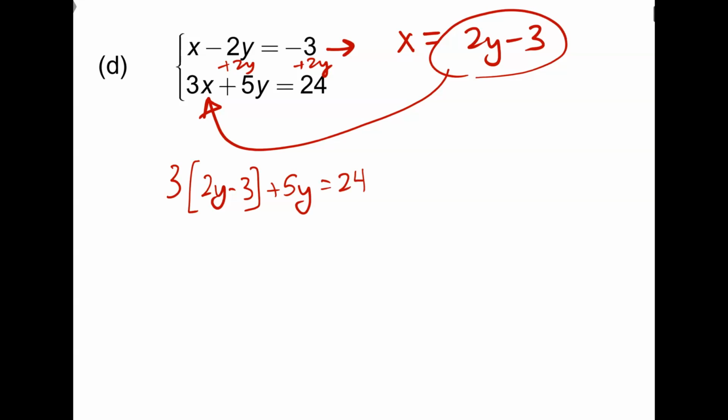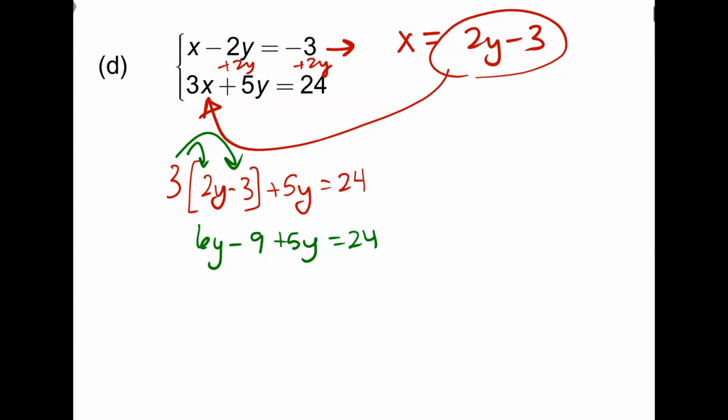What do I have to do with this 3? Distribute. All right, we have to distribute. All right, 6y minus 9 plus 5y equals 24.